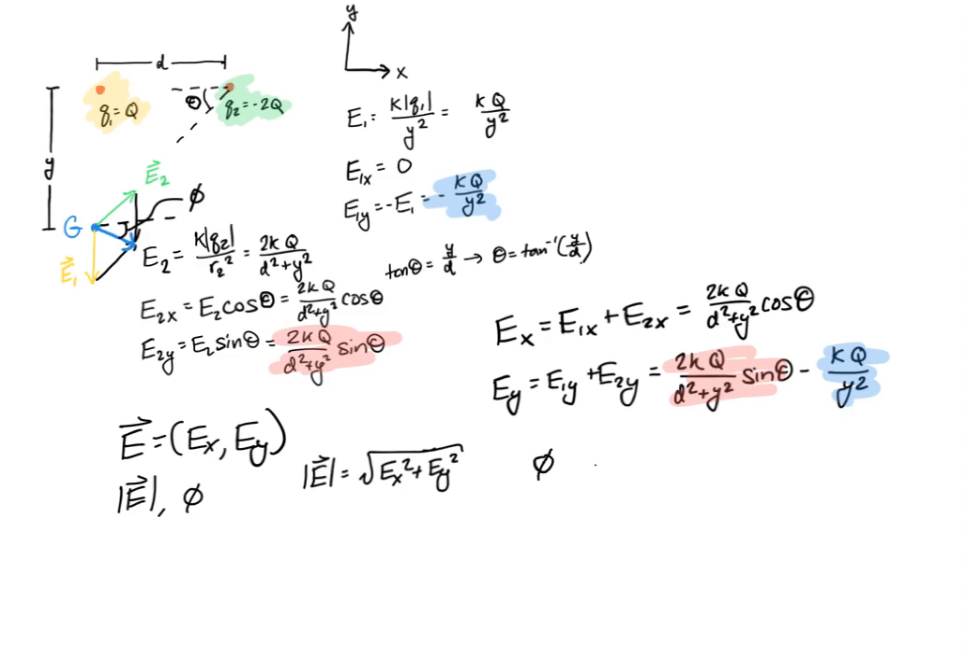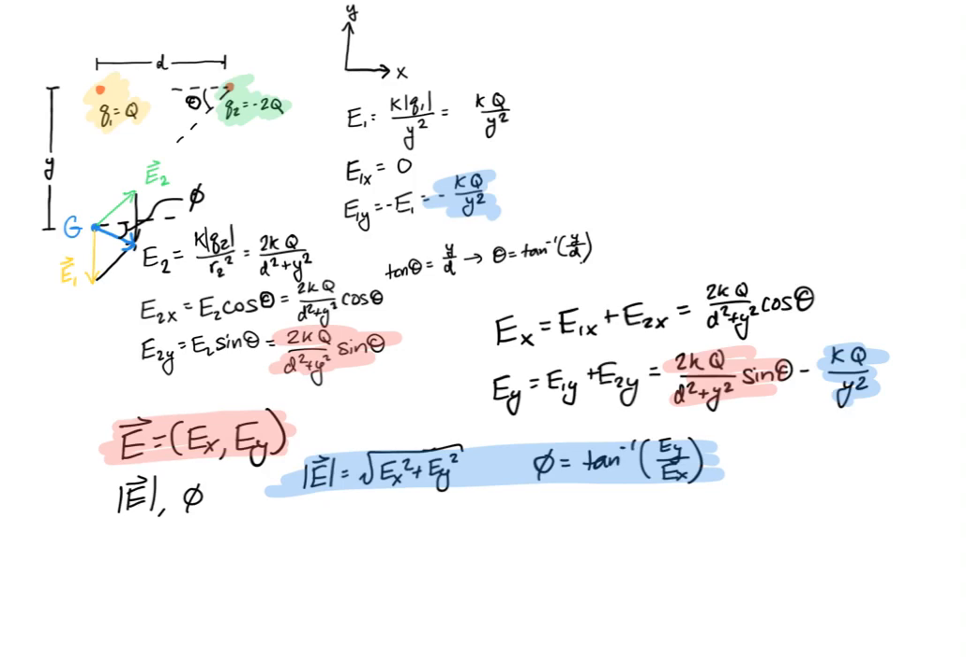And phi can be thought of as the inverse tangent of Ey over Ex, right? Because phi is the angle right here, and the tangent of theta is equal to the opposite, the y component, over the adjacent, the x component. So this is our result. We can express it either one of these ways, right? So one way of expressing our final result is like this. And the other way of expressing our final result is like this.